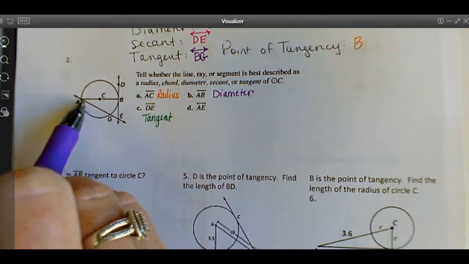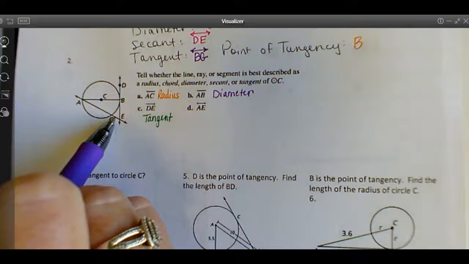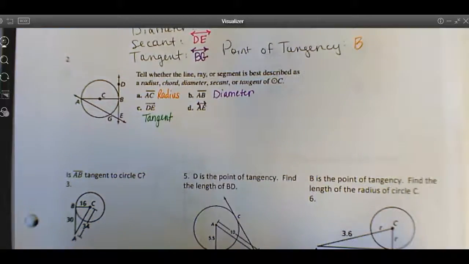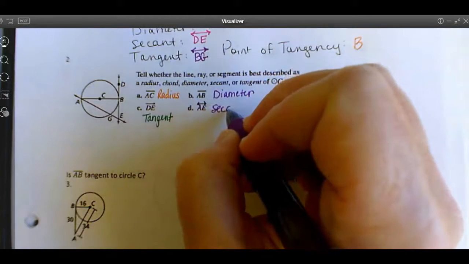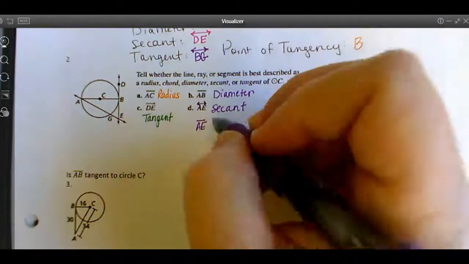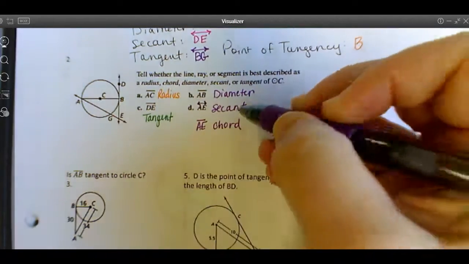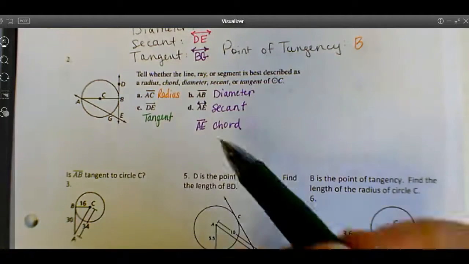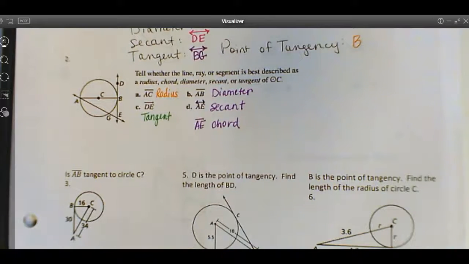Okay? And AG, and also AE, that goes through 2 points on the circle. Notice they have little lines on the end. Might be hard to see, but there's lines there. Because that's a line, that is a secant. If they would have written it this way, AE with the little segment above it, that would have been a chord. That's the only difference between secant and chord, is the fact that secant is a line, but chord is a segment. And really it would be AG instead of AE, but anyway.